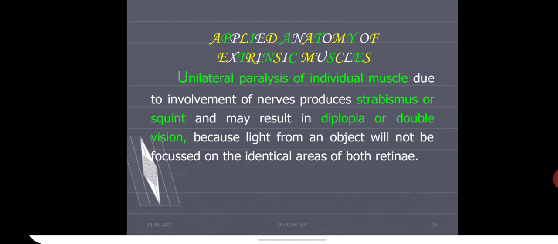Applied anatomy of these muscles. Unilateral paralysis of an individual muscle due to involvement of the oculomotor, trochlear or abducens nerves produces strabismus, also called squint, which will result in diplopia or double vision, because the light from the object will not be focused on identical areas of both retinae.